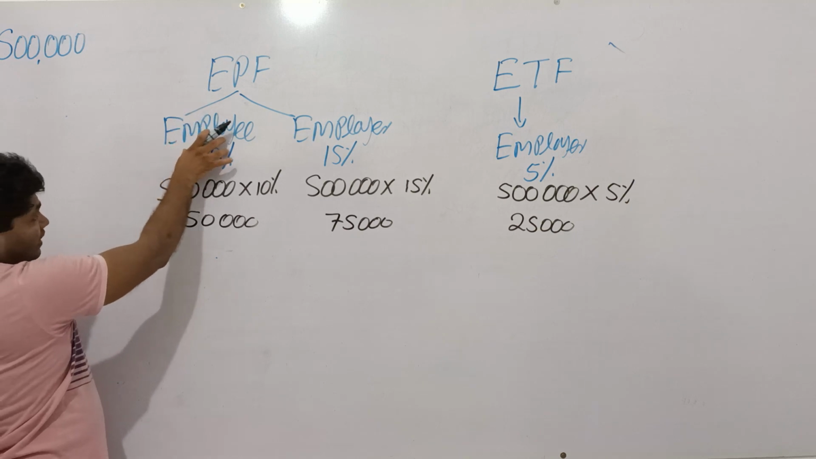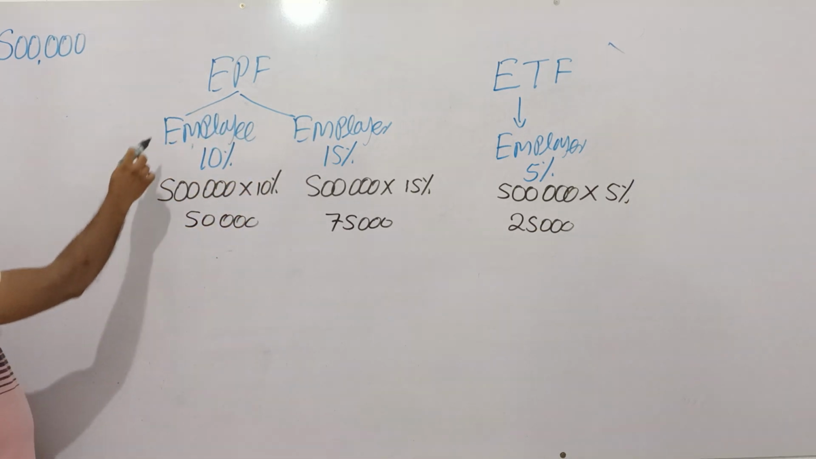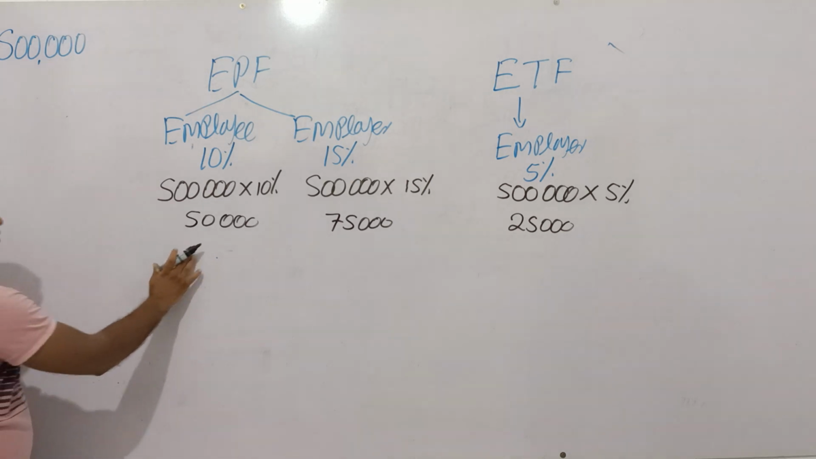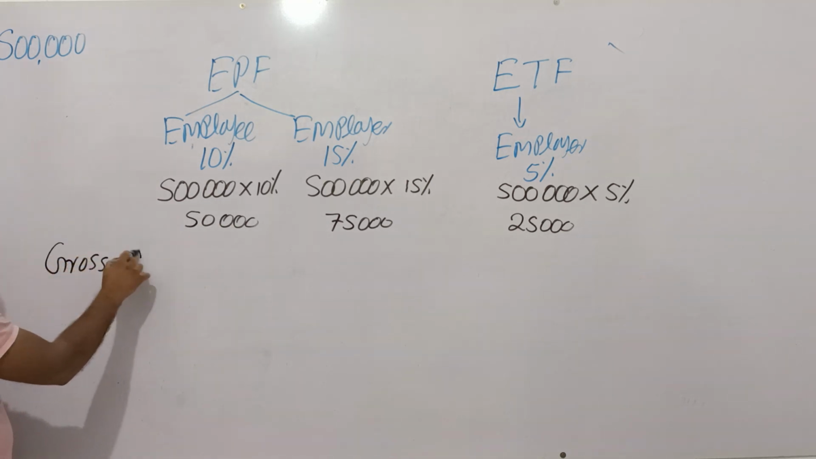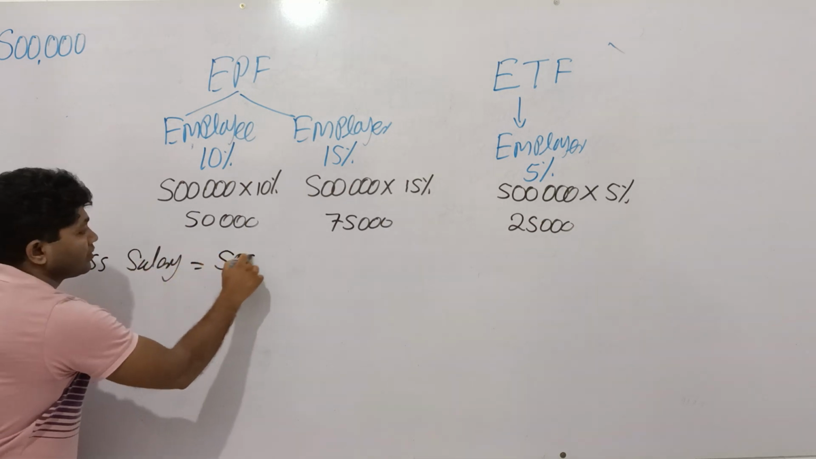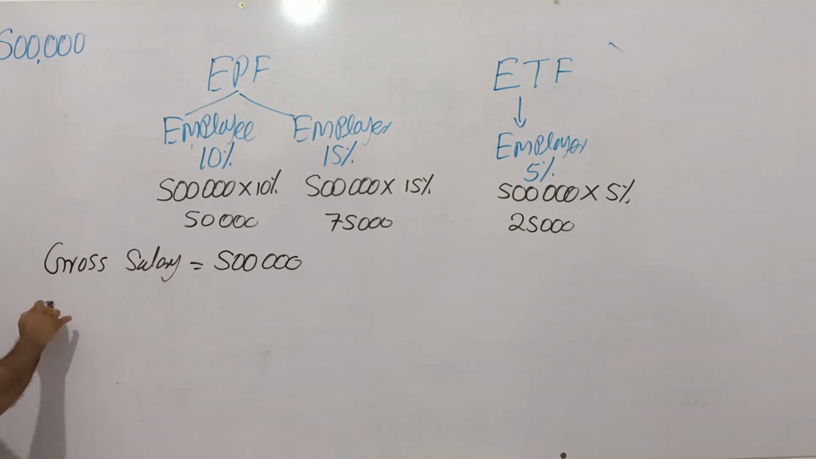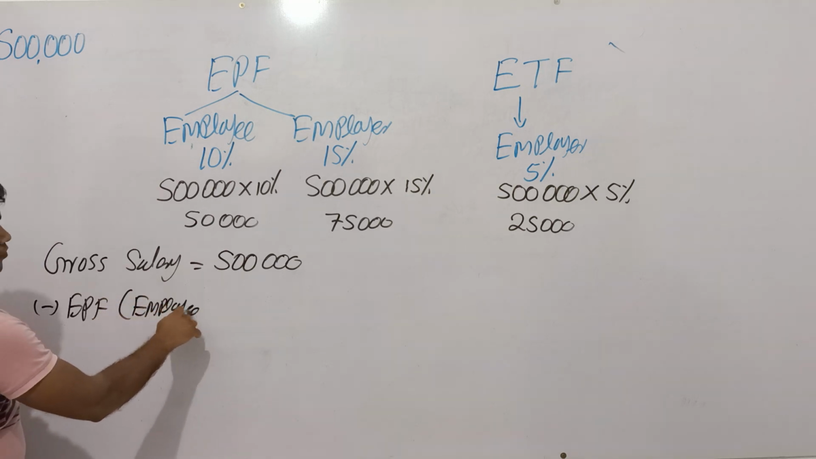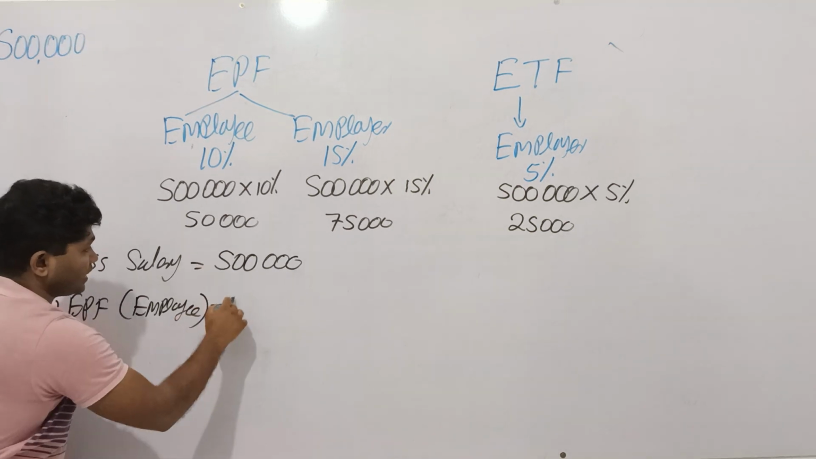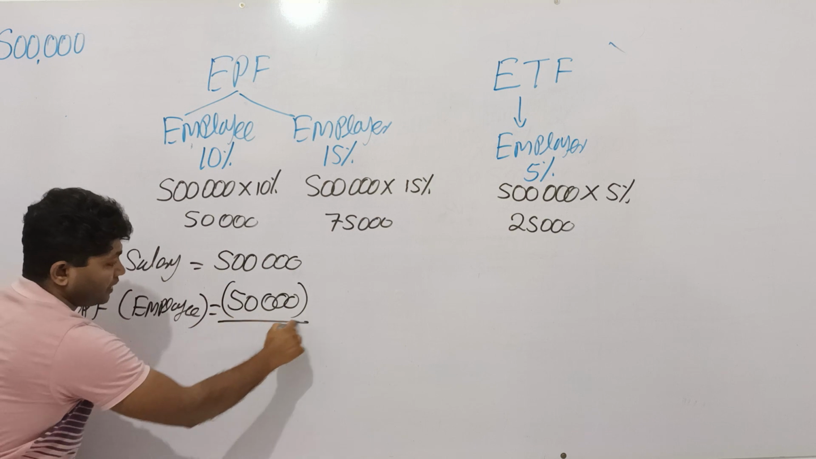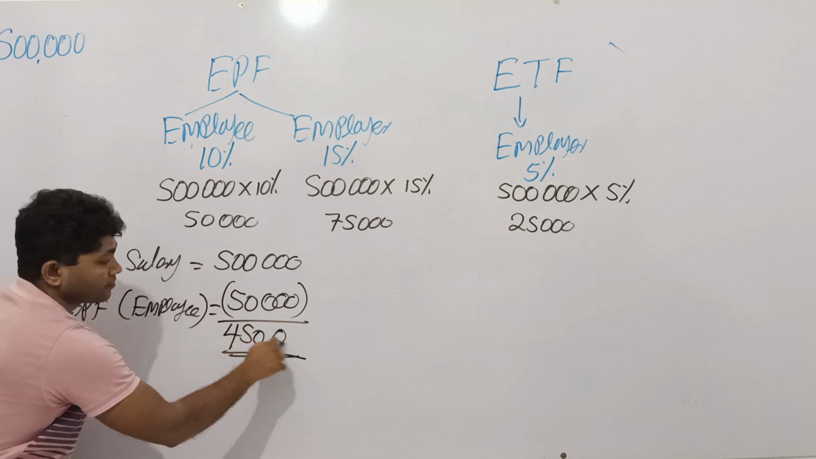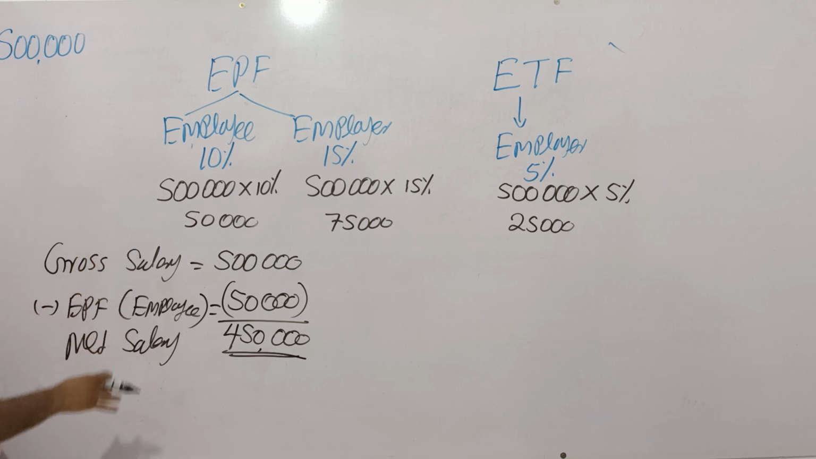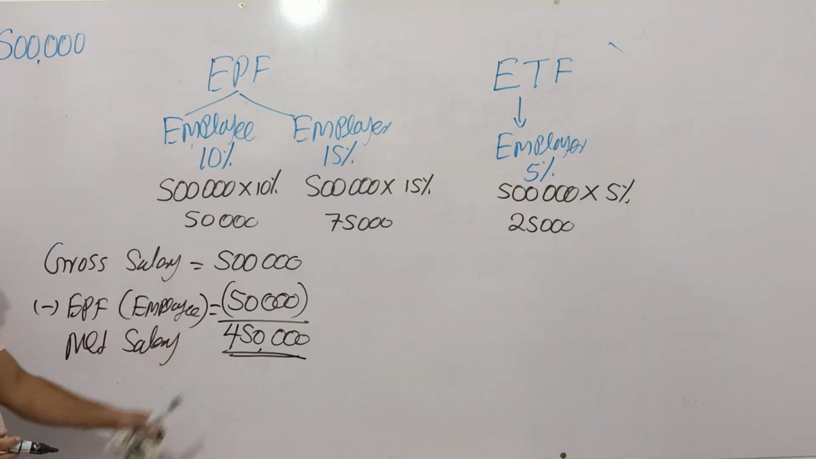For EPF, both employee and employer give their contribution. From the business point of view, when the business pays salary to the employee, after deducting the employee's contribution, the balance is paid in cash. Therefore, gross salary equals 500,000, but it is paid in cash as salary after deducting the EPF employee contribution. Only the employee contribution should be deducted, which equals 50,000 from gross salary. Therefore, this is the value paid in cash as salary to the employee. It is called net salary. How to calculate net salary: from gross salary, deduct the employee contribution. This is the value paid in cash as salary.